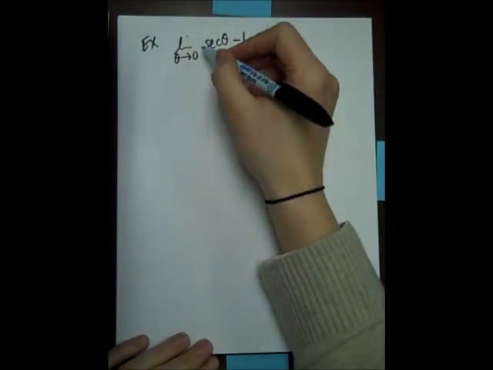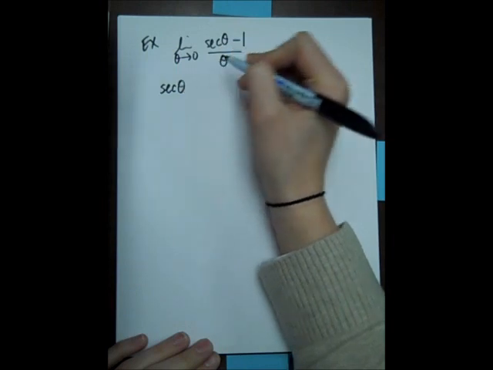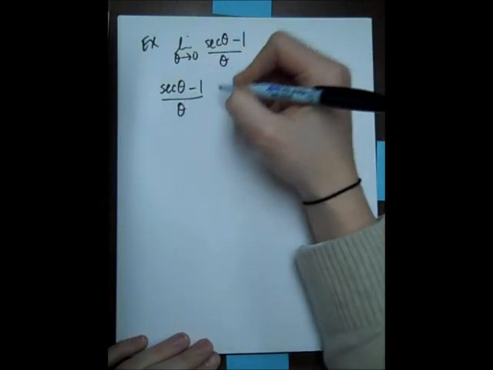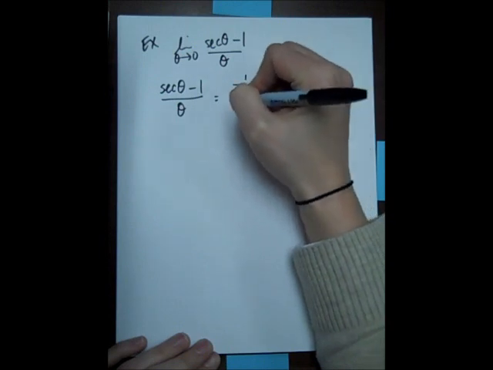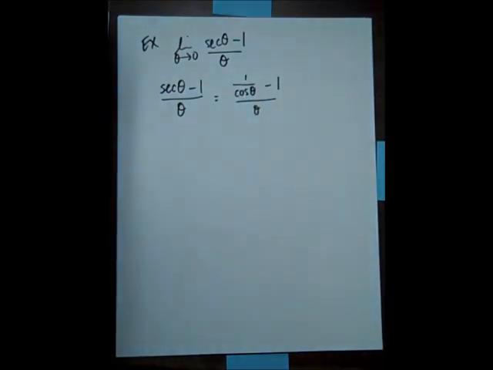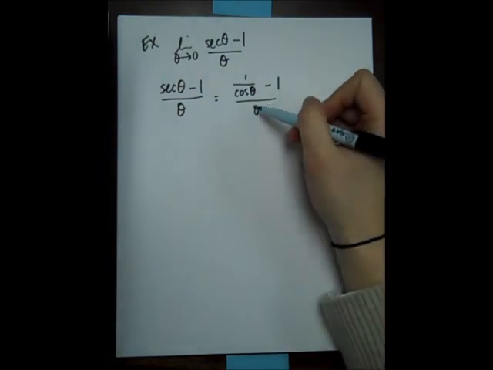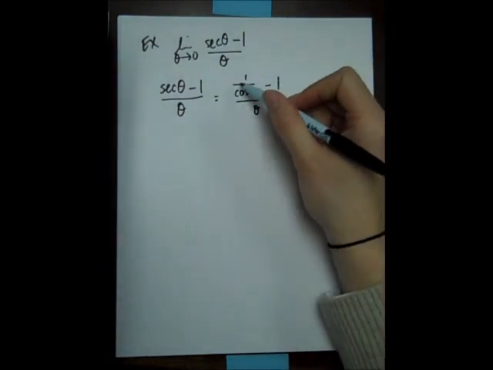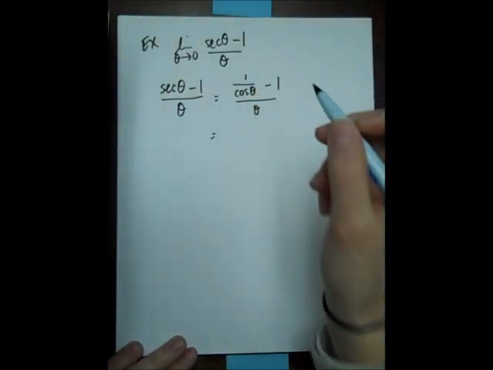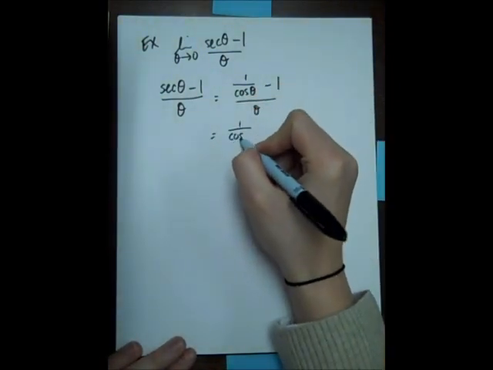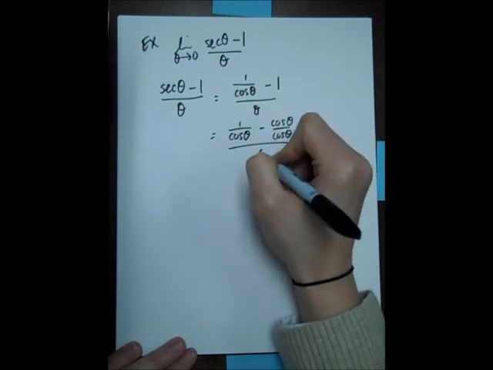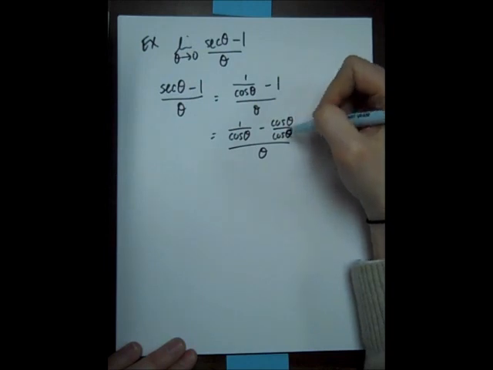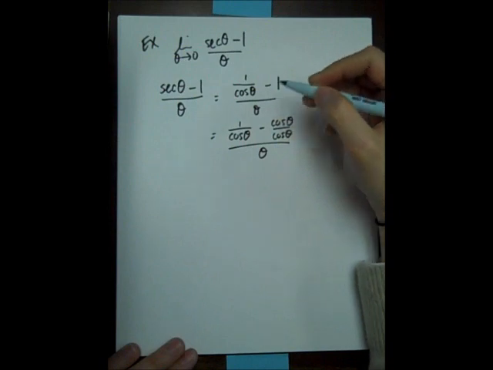So I think what we should do is rewrite this inside function. What is secant theta? That's 1 over cosine theta over theta. Well, this hasn't really helped us out any. Let's see what happens if I combine these two on top. So if I combine the two fractions in the numerator, I'll get 1 over cosine theta minus cosine theta over cosine theta. So what I've done between these two steps is change my 1 into cosine theta over cosine theta so I can get a common denominator.